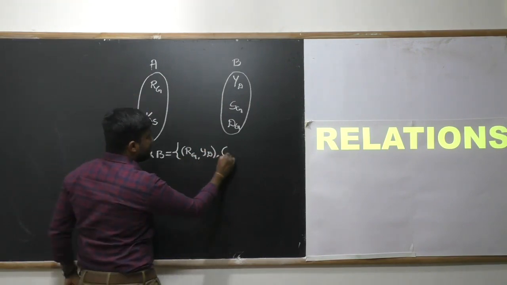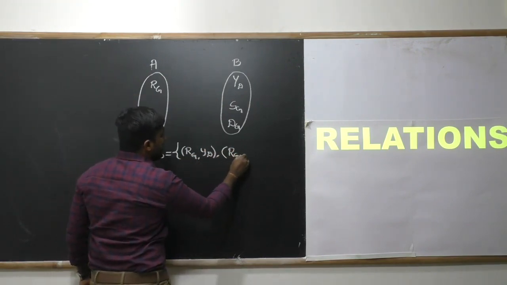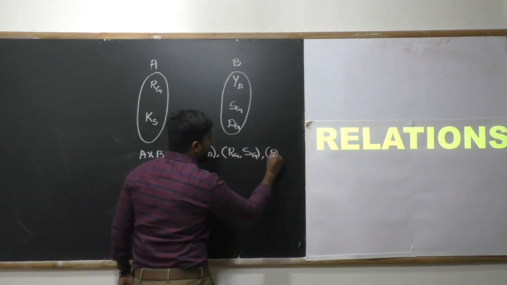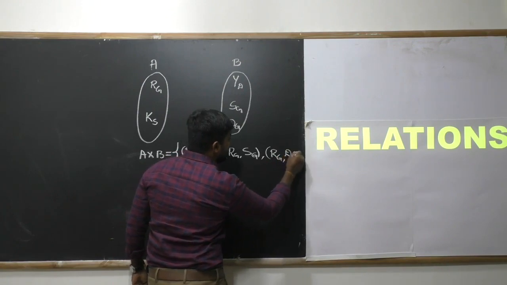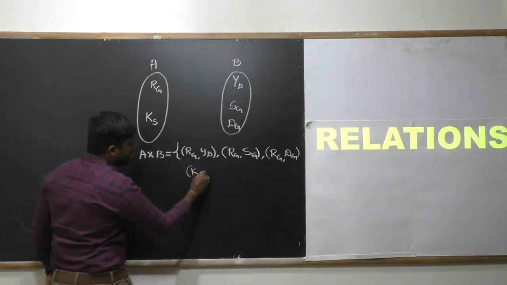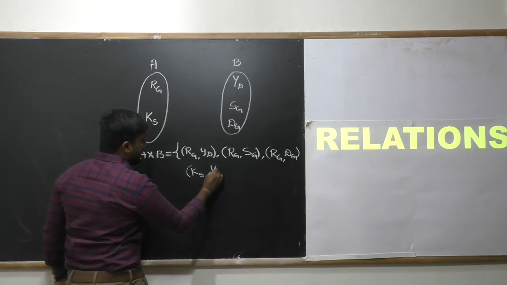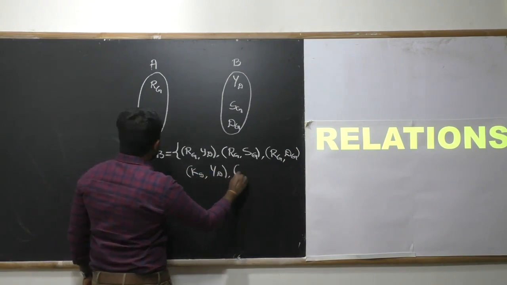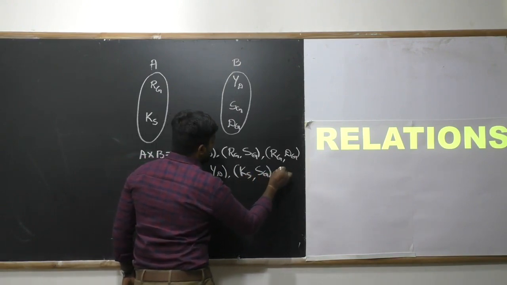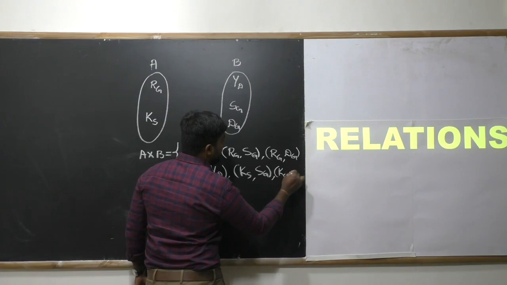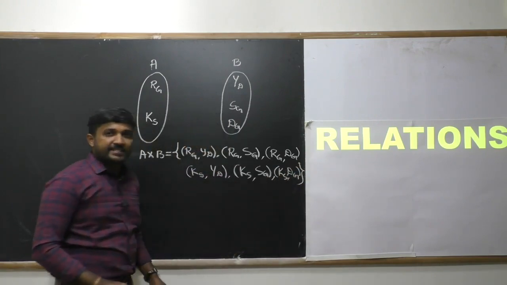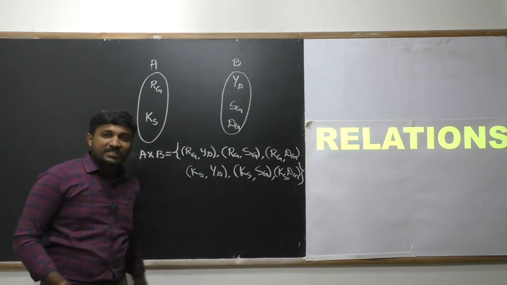Next, RG, SG. Third, RG, DG. Next, KS, YD. Next, KS, SG. Next, KS, DG. Now we have written all the 6 ordered pairs of A cross B.